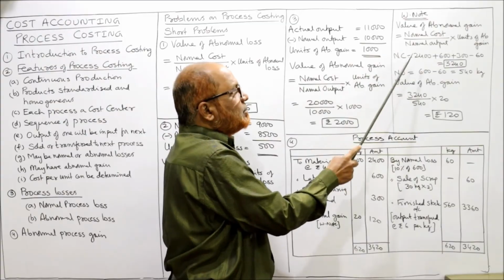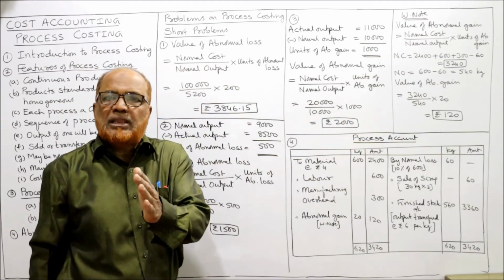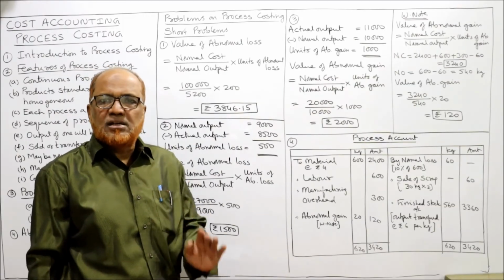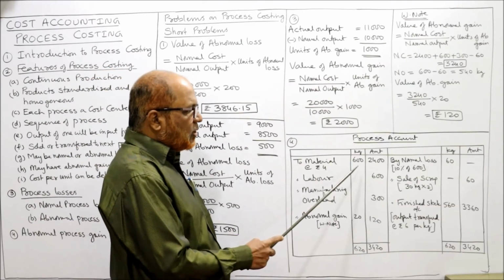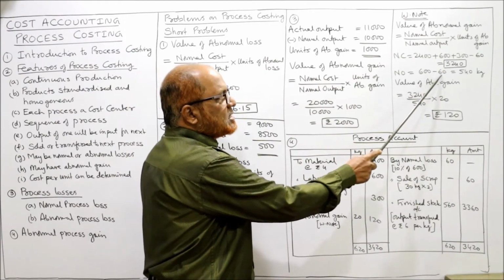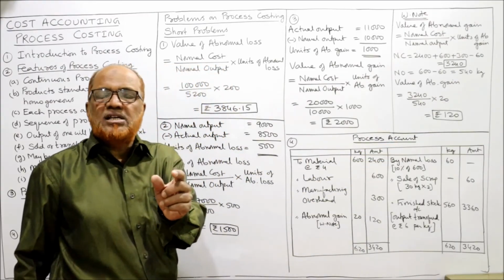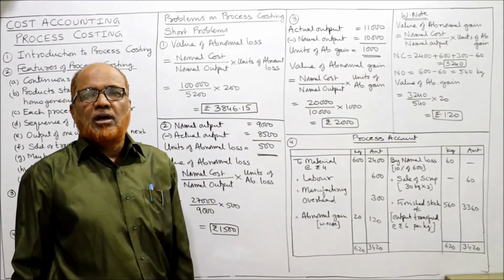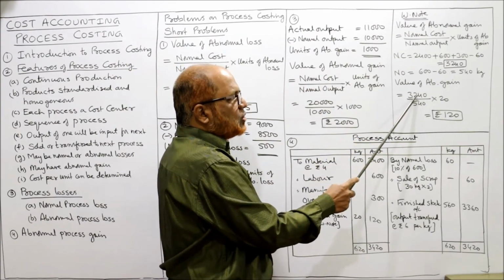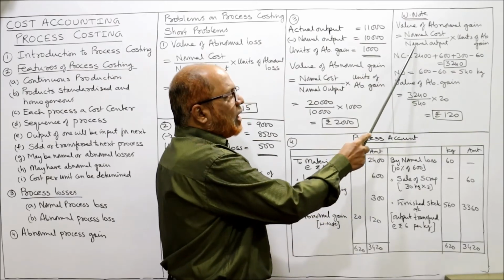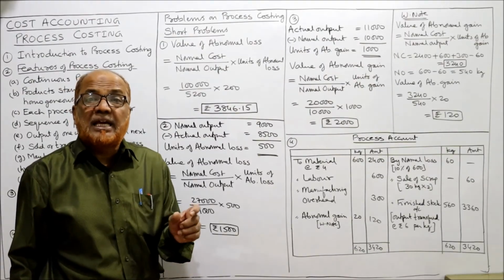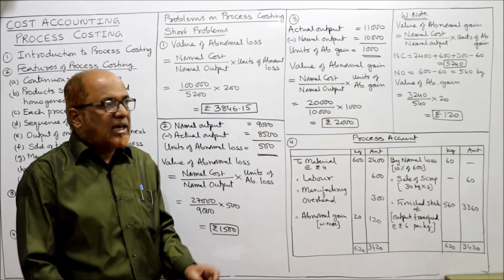सिमिलरली नॉर्मल आउटपुट का मतलब इनपुट माइनस नॉर्मल लॉस इन यूनिट्स. इनपुट कितने किलोग्राम है 600 और नॉर्मल लॉस 60, तो 600 माइनस 60 इज 540, तो 540 इज द नॉर्मल आउटपुट और नॉर्मल कॉस्ट कितना है 3240, तो वैल्यू ऑफ एबनॉर्मल गेन इज इक्वल टू 3240 normal cost and normal output is 540 into 20. 120 rupees is the value of abnormal gain.